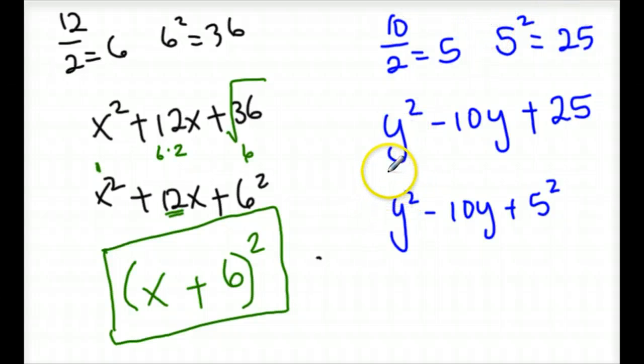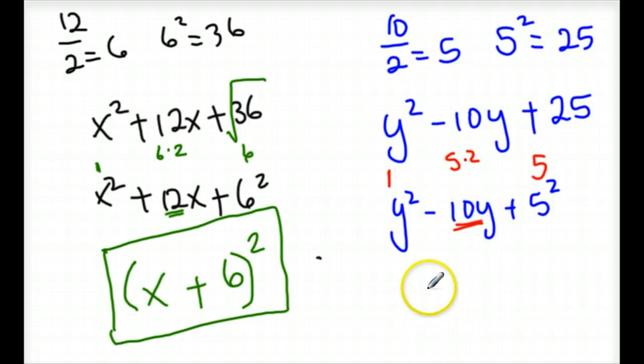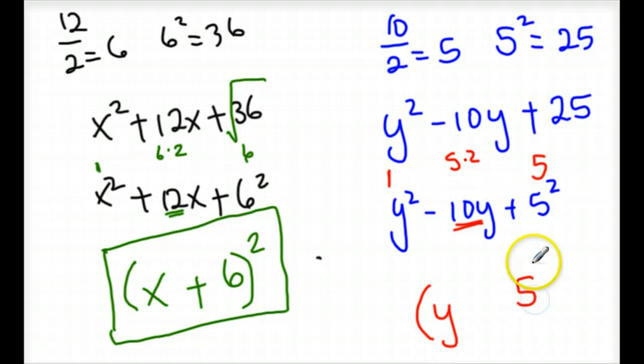Again, this is going to be my invisible 1. This is 5. 5 times 1 is 5, and then 5 times 2 is 10, which is my middle number. So I go ahead and write y, and I know it's going to be a 5 squared. What goes here? What's in front of the 10? Perfect. Subtraction goes in the middle. And there you go.